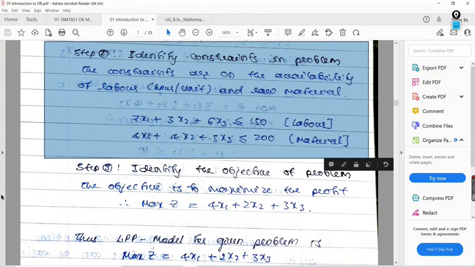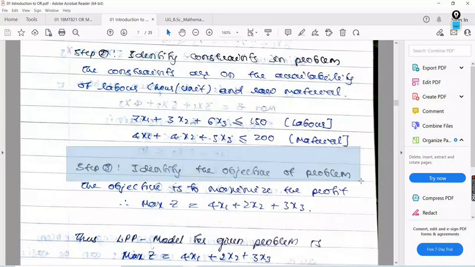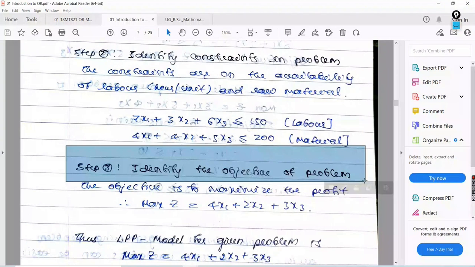Okay, this is regarding the identification of constraints in the problem, what they have defined. What is the intention? What is your objective? In order to maximize profitability. So that is the third step. The third step is to identify the objective function. Whatever problem it is, you have to define the objective function.